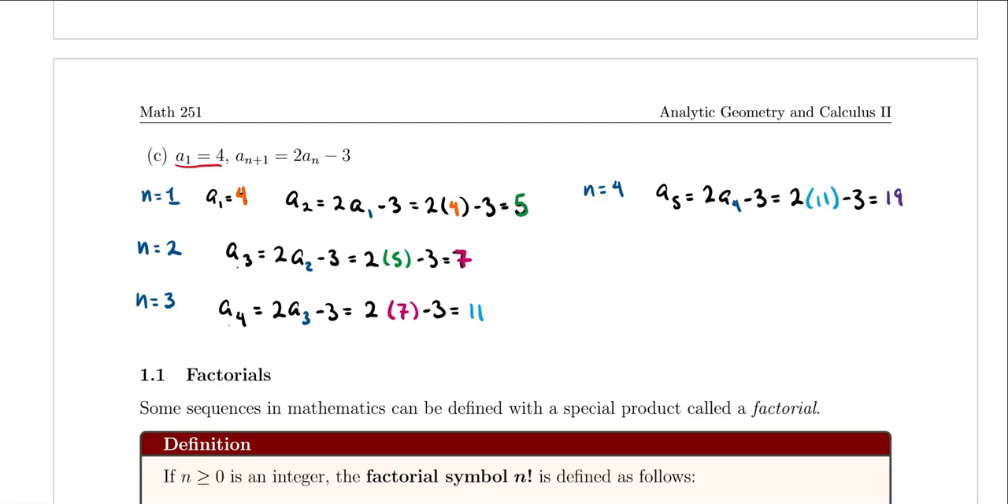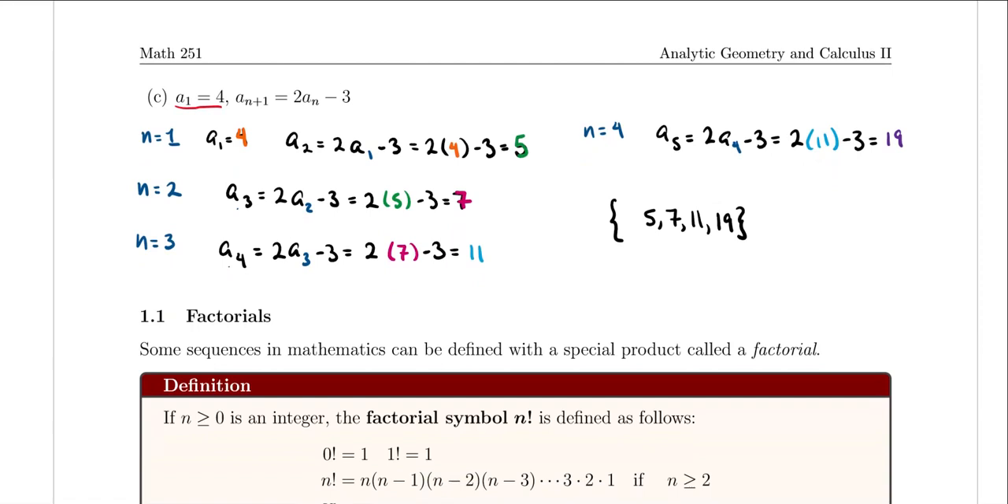Okay, so that means that our first 5 terms are 5, 7, 11, and 19. Whoops. Oh, I forgot our first term. There we go. Our first term was 4. There we go. Alrighty.